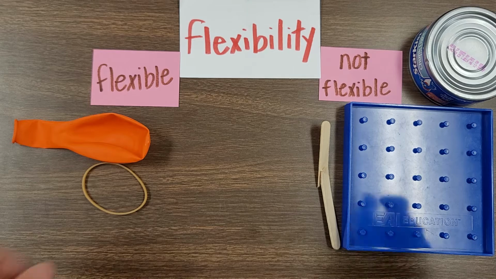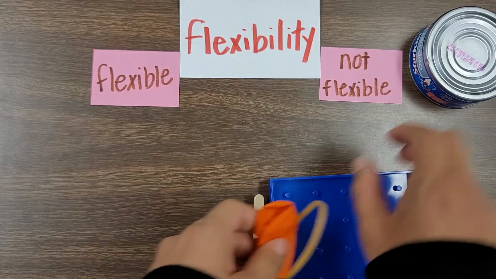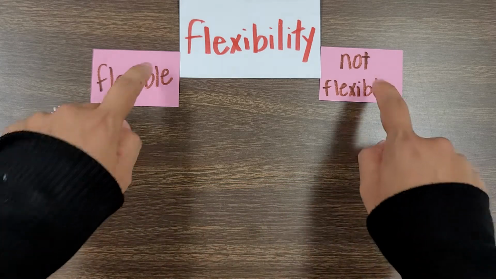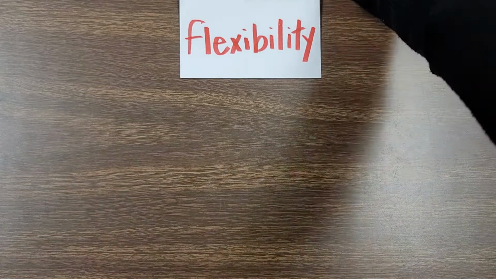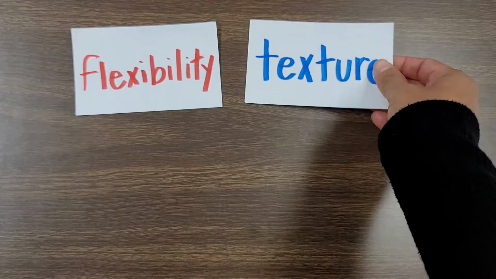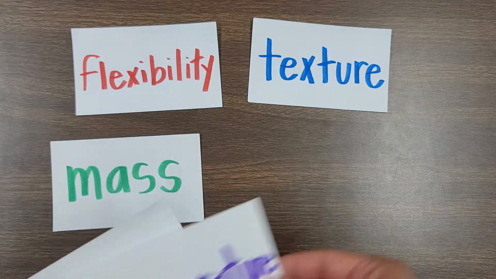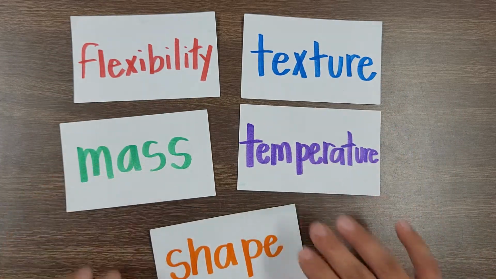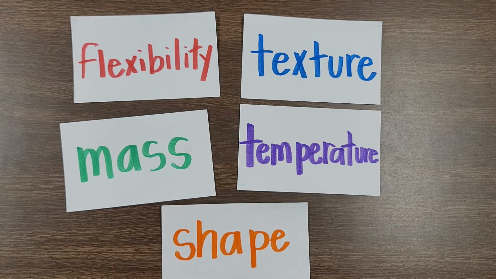Now it's your turn to find some items at home and to choose a property that you can classify them by. Remember, you can classify by flexibility, texture, mass, temperature, or even shape. Find 5 items at home, classify the items, take a picture of it, and upload it to Schoology.